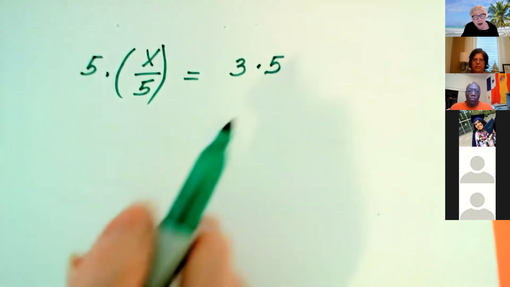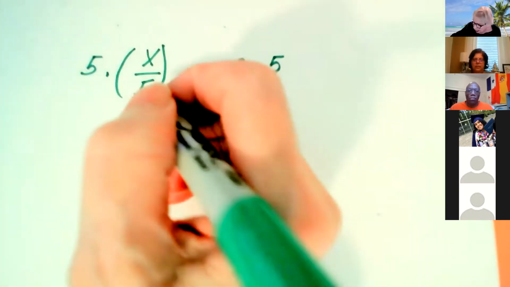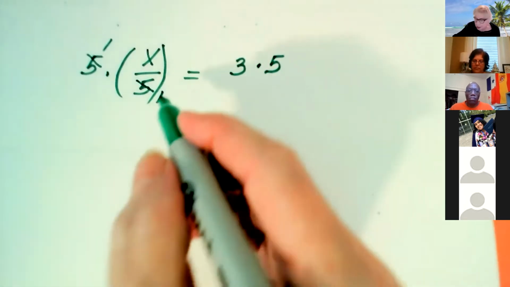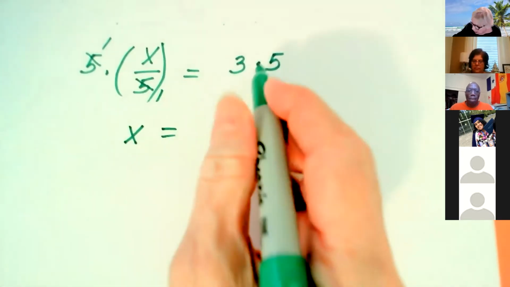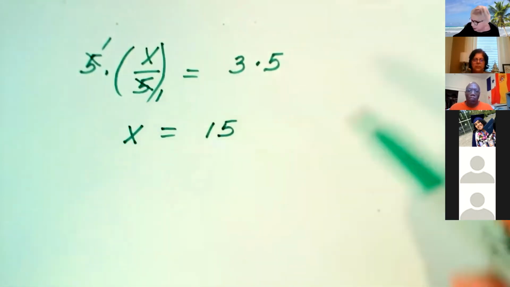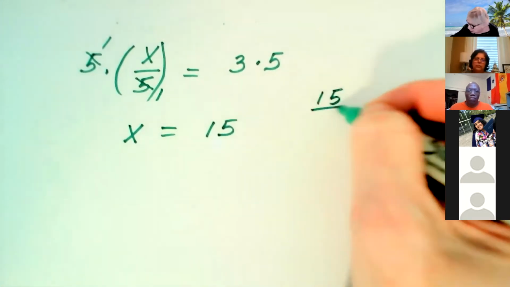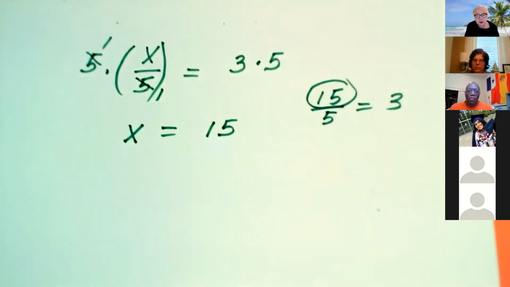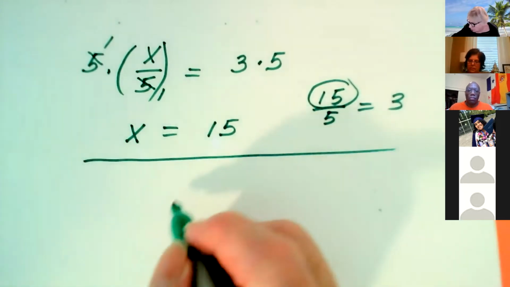Probably would help if I switch colors so you can see what I just did. And then the 5 and the 5 cancel. And you're left with 1x. And over here, you have 15. So you can see from the beginning, 15 divided by 5 would be 3 when you put the actual number in place into the original problem. That was the correct answer. Now, I wanted to show you something that's also a fraction.